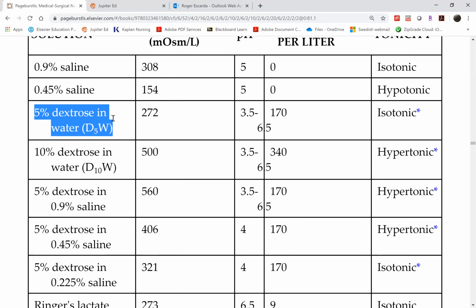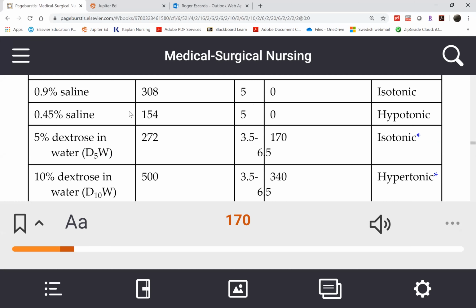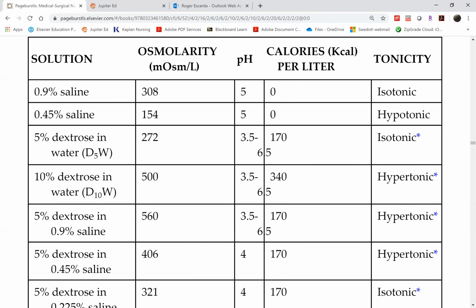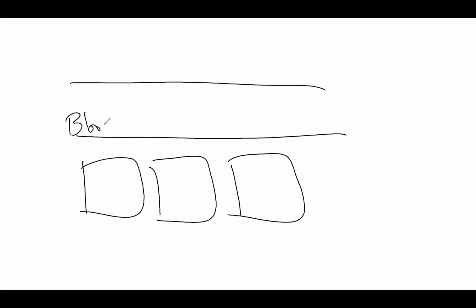All right, so how is this used? Okay, so let's do a whiteboard. All right, you see the whiteboard? Yes. So here we have your cells. And this is the capillary, or the bloodstream here. This is your blood vessel.